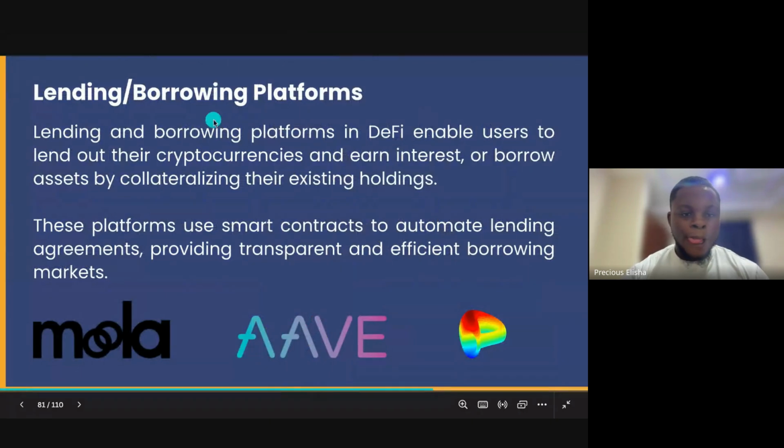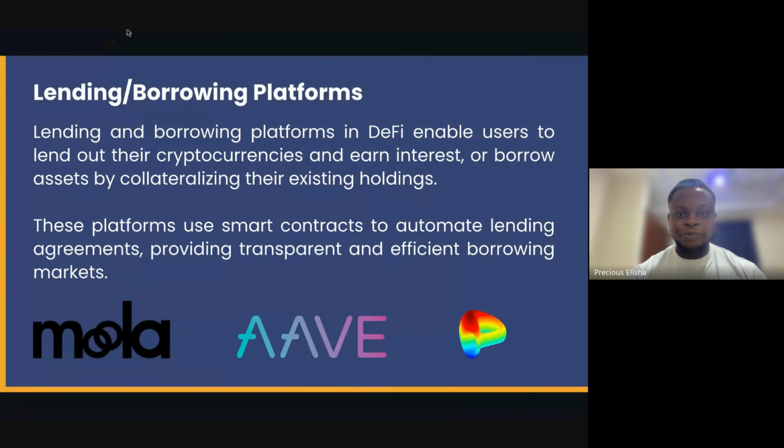So let's talk about lending and borrowing platforms. Just for you to have an idea of what borrowing and lending platforms are, let's talk about it first. They allow you to lend out your money to earn interest. Maybe you have $1,000 or some amount of money you're not using at the moment and you want to earn some interest on it. You can lend it out and gain some interest on it. And you can also borrow assets.